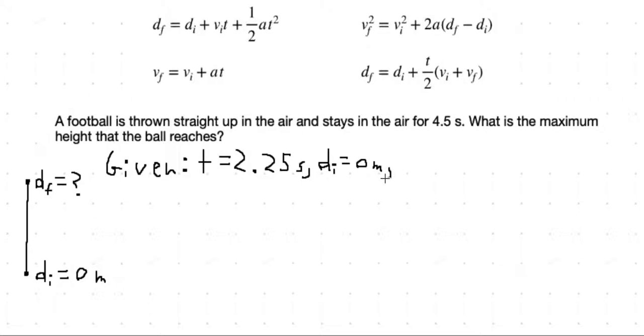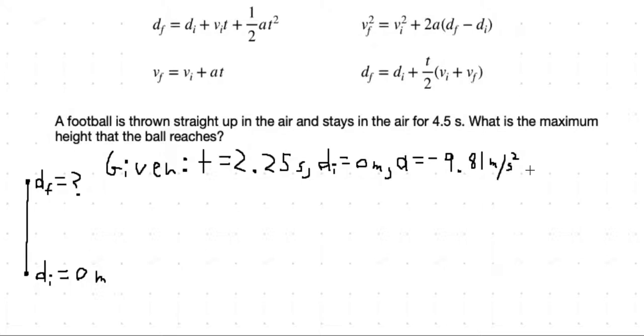So what else are we given now? We know the ball is going up in the air and reaching some maximum height, so we're going to have the acceleration of gravity acting downward on the ball. We know the acceleration of gravity is going to be negative 9.81 meters per second squared. And like I said in the last video, it's negative because gravity is acting downward.